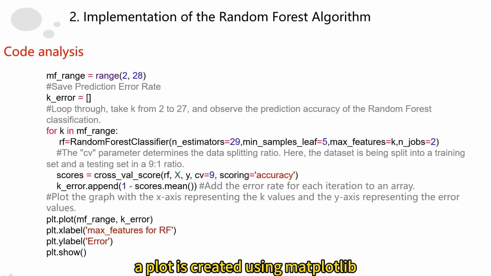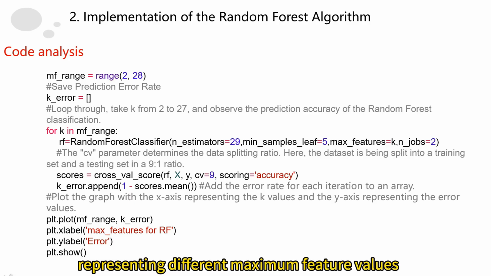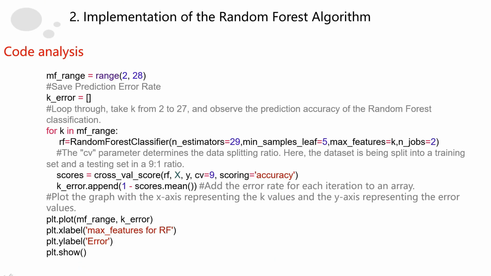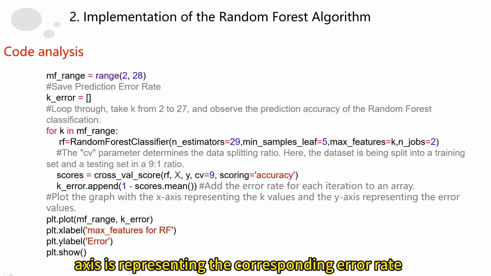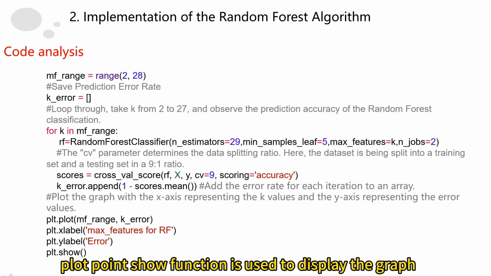A plot is created using Matplotlib, with the x-axis representing different max_features values, and the y-axis representing the corresponding error rate. Labels for the x and y axes are added. And finally, the plt.show function is used to display the graph.